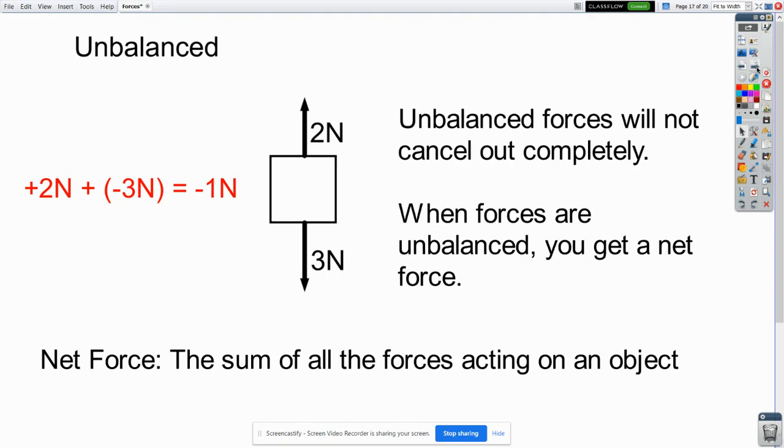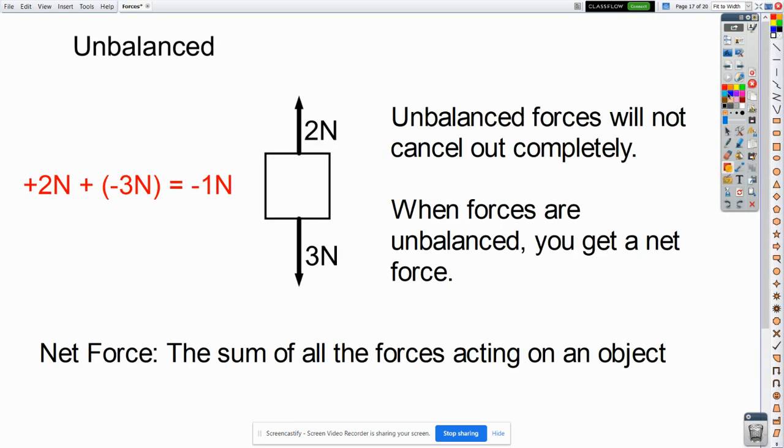This is an example of unbalanced forces. I have an upward force of 2 newtons, which I can record as positive 2. I have a downward force of 3 newtons, which I can record as negative 3. Positive 2 plus negative 3 is negative 1. There's something left over. These forces don't cancel out. This object acts like there is a 1 Newton downward force acting on it.